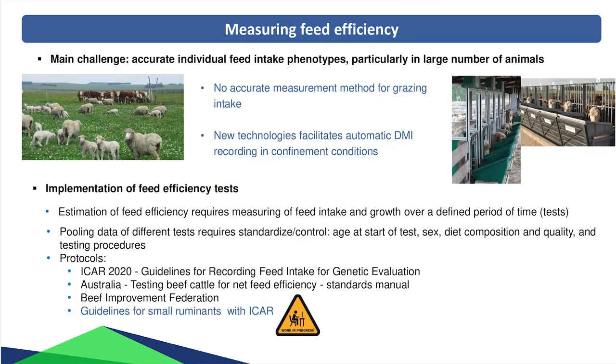In any case, for having a measurement of feed efficiency, the big challenge is to measure the feed intake, particularly to measure individual feed intake. That is also the data that we need for animal breeding. For animal breeding, we don't work with groups of animals or averages of groups of animals. We need the individual information. So this is the big challenge.